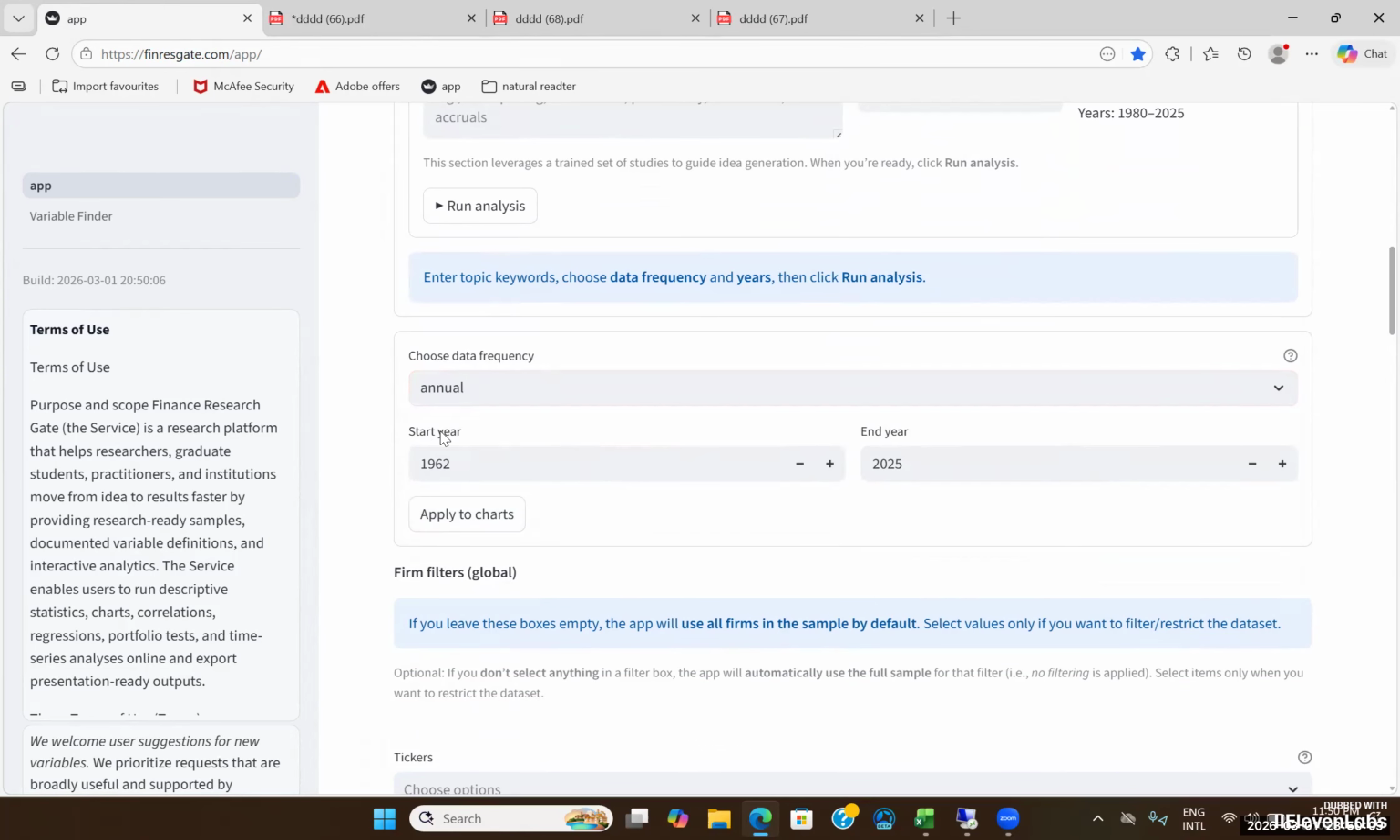Alright, so we'll need to configure the settings for our annual data analysis. We'll start gathering data from the year 2000 just to make sure that we have all relevant firms available, and then we'll conclude our data collection in the year 2024.